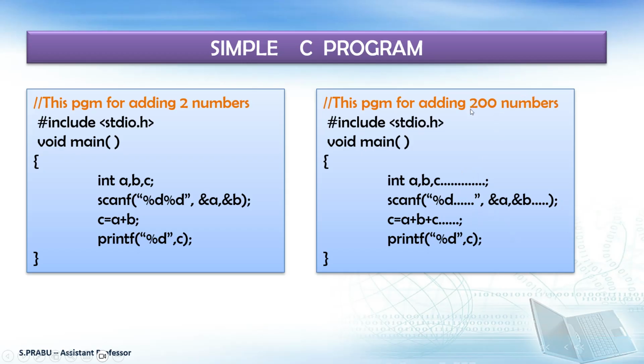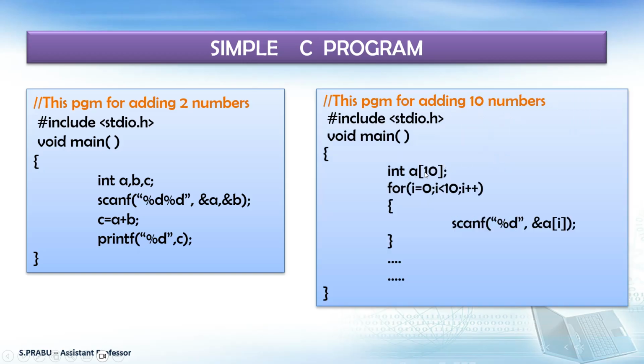Suppose I am going to handle 200 variables, it is not possible to give 200 unique variable names, and it is not possible to use this kind of method. So we need a mechanism to handle a collection of variables. That is called an array. So I create an array here.